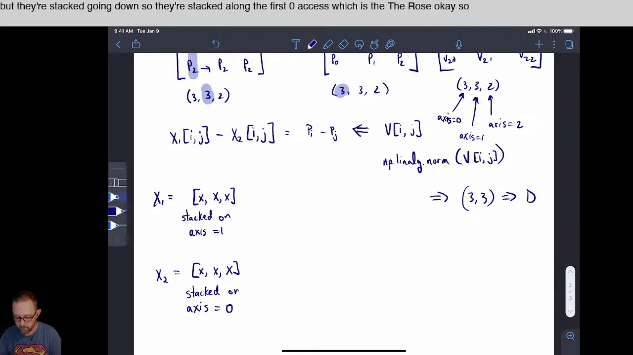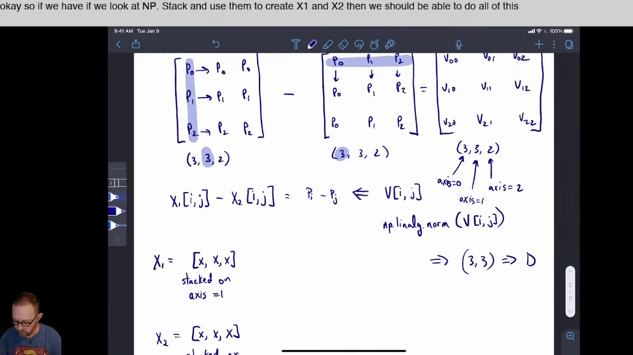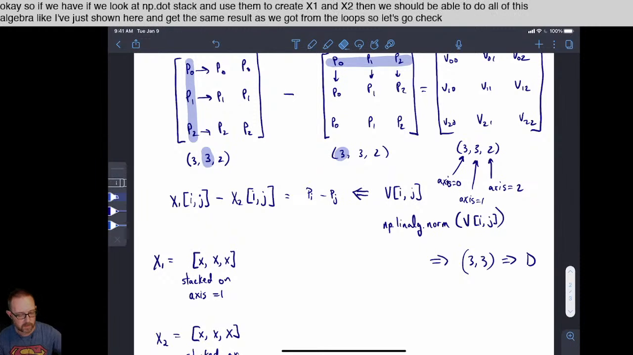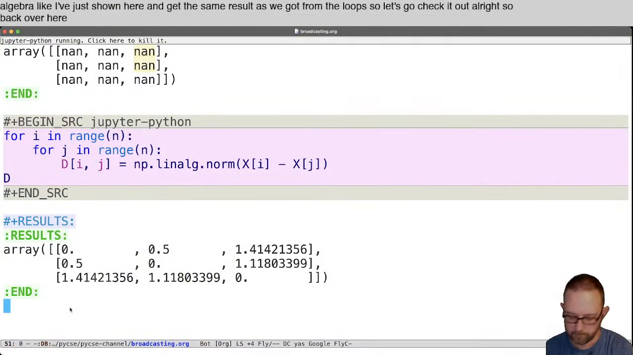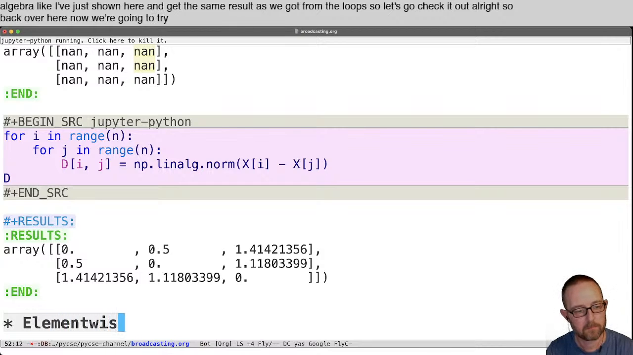Okay, so if we look at np.stack and use them to create x1 and x2, then we should be able to do all of this algebra like I've just shown here and get the same result as we got from the loops. So let's go check it out. All right, so back over here, now we're going to try element-wise algebra.